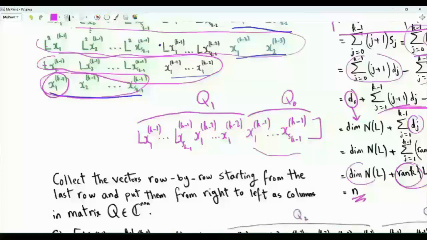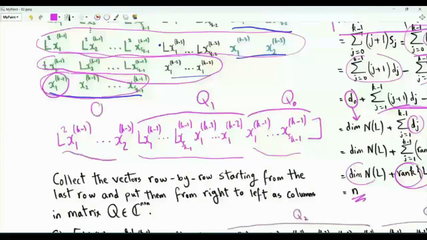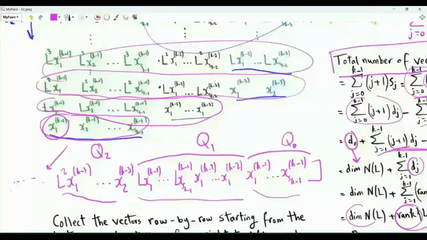Then we take those sk minus 1 plus sk minus 2 plus sk minus 3. That's dk minus 3 vectors, and put them to the left of those guys. Those are the columns of matrix Q2, and so forth. We collect the vectors row by row, starting from the last row, and we put these vectors from right to left as columns in the matrix Q.